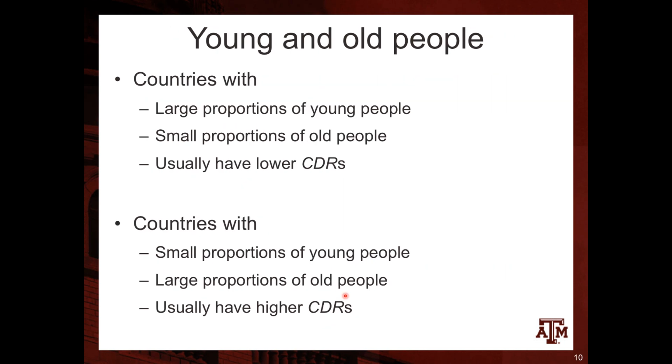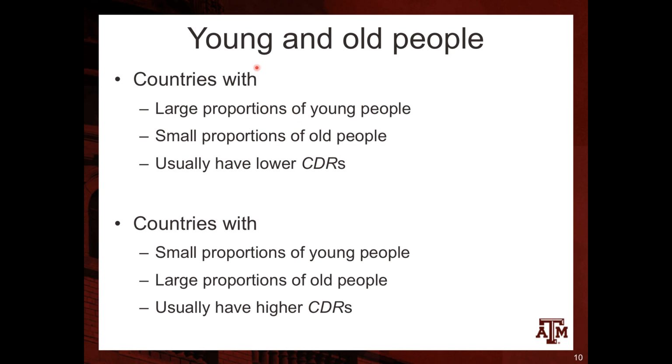So just to clarify this, countries with large proportions of young people will consequently have small proportions of older people, and usually they have lower crude death rates, because young people have lower chances of dying, and that makes the overall crude death rate low. On the other side, countries with small proportions of young people and large proportions of old people usually have higher crude death rates, because you have large proportions of older people, and these old people have higher risks of dying.